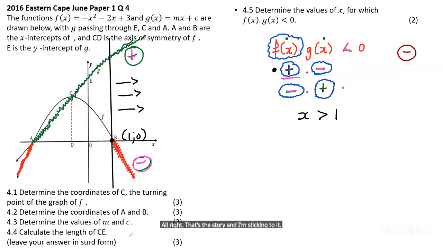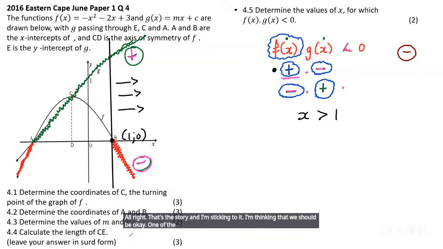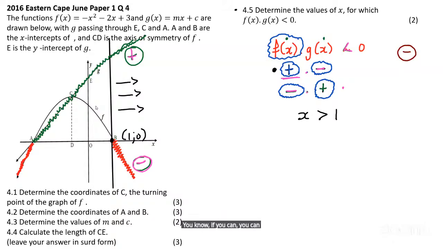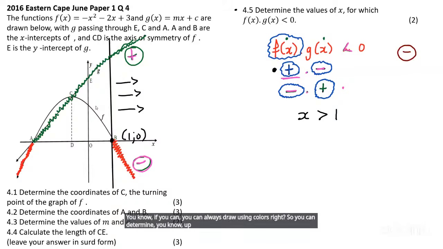I'm thinking that we should be okay. One of the best things to do, if you can, is always draw using colors, so you can determine up and below, up and below, and so forth. That's what will help you to actually get what you need.